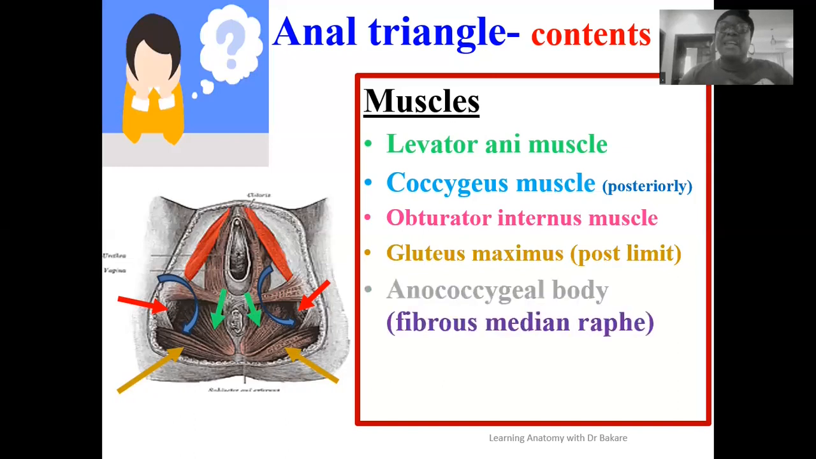Then we also have the anococcygeal body or the anococcygeal raphe, and this is what is arrowed here in white. The anococcygeal body is a fibrous tissue that extends from the anal canal to the coccyx. And this is why it is so named the anococcygeal body. You see it connecting these two structures along the midline plane, and this is what is arrowed at this point. So these are the structural components of the anal triangle, and we've tried to illustrate where they are specifically located within the anal triangle.